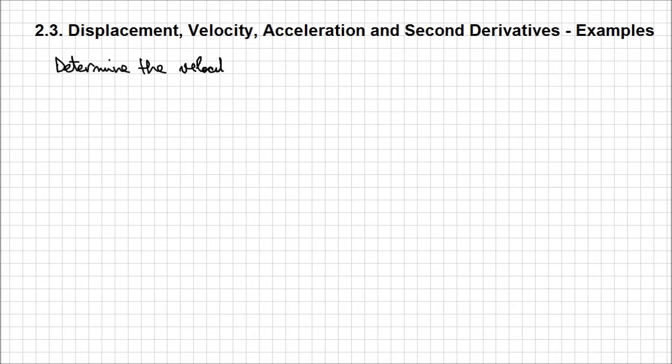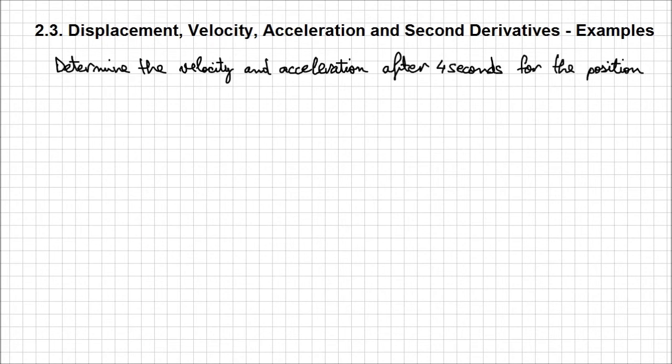in which we're going to determine the velocity and acceleration, let's say after 4 seconds, for the position function s of t given by t squared times t minus 1 times 1 plus t. So I have this example in which the position function is given, the displacement, right? And what we need to determine is the velocity and acceleration.